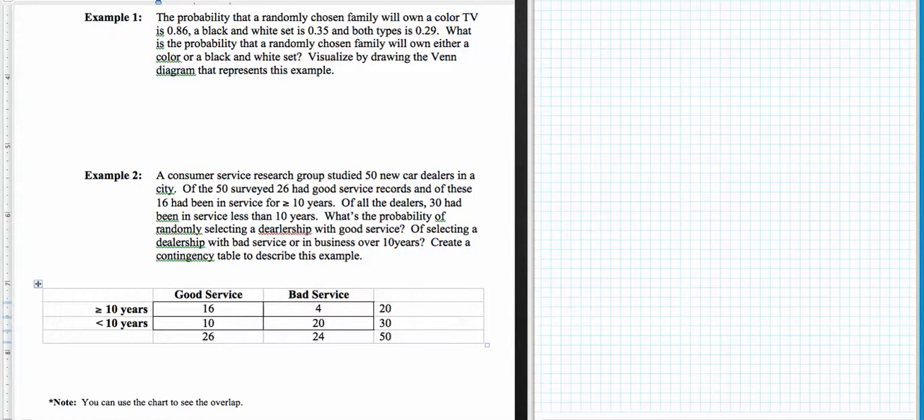It says, what is the probability of randomly selecting a dealership with good service? So if I want to know the probability of good service, I'm going to first of all write my correct notation, the probability of good service. So this is just relative frequency probability. It says how many have good service. So I go to good service and I say 26. And how many simple events, how many trials did I have? Well, there were 50 people that I asked, so there's my probability.